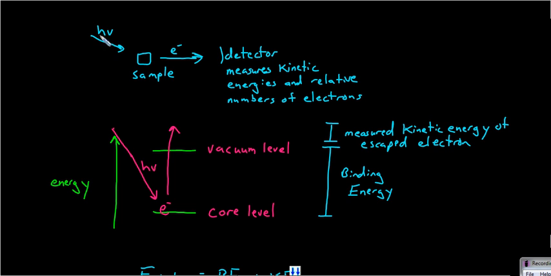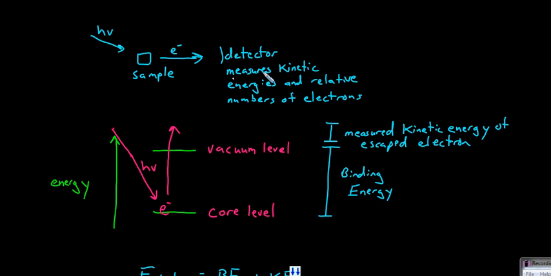So it works by shooting light of certain energy, generally an X-ray, and that energy hits the sample and ejects an electron from that sample. The electron can then be detected, and its kinetic energy can be measured. Additionally, the relative numbers of electrons and their kinetic energies can be found. Now, the kinetic energy is very important because knowing the kinetic energy of the electron ejected and the original energy of the photon absorbed by the sample, one can know the binding energy of the electron.